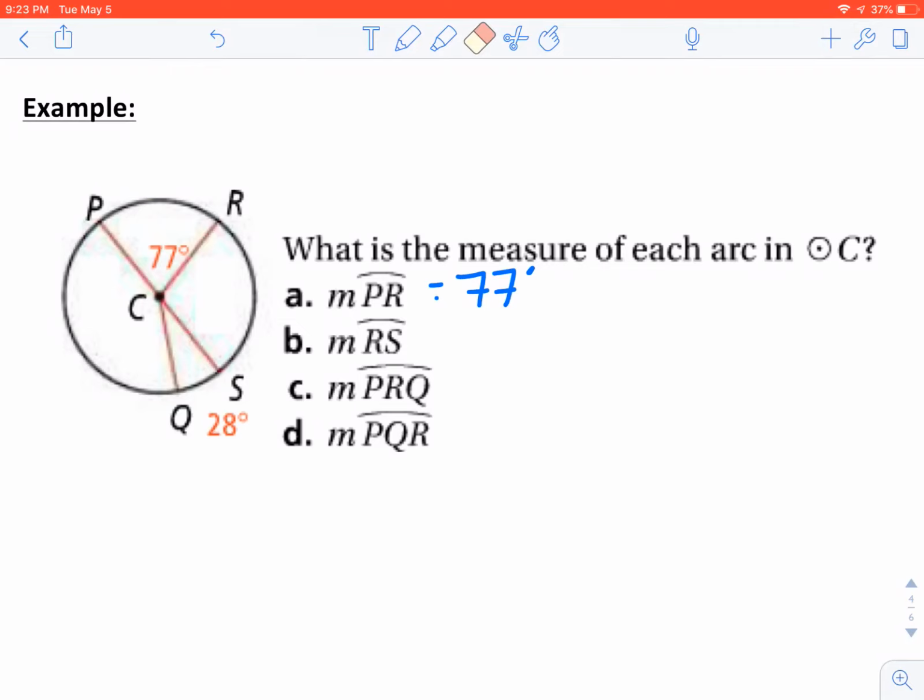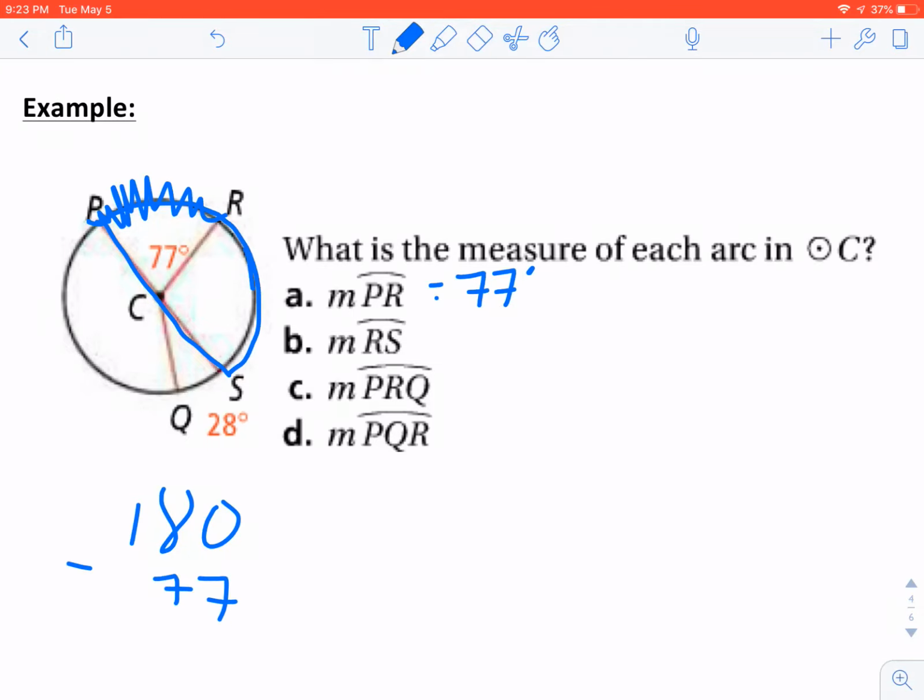They want to find RS now also. Well, before I can know RS, it's important to see that PRS is a semicircle, okay? Now, they never ask for that angle, but it's 180 degrees. Well, to find RS, take your 180, subtract from it the part that you know of 77 degrees. Okay, and when you do that, you get 103 degrees for the measure of arc RS. And again, I like to write on the picture also so I see what I know.